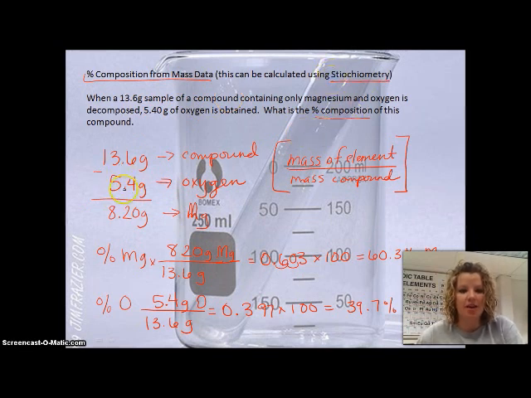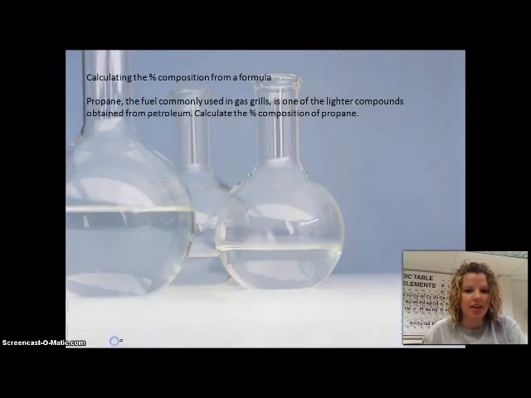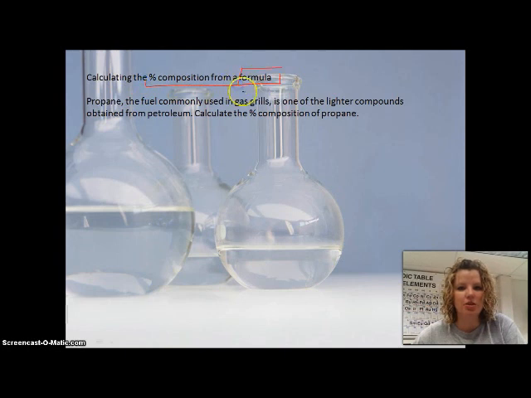Because you would have the grams, and then I could ask you the percents of them in the compound, okay? And so let's go ahead and try a little different one, and let's do the percent composition from a formula. This one we're going to use propane, and propane is C3H8. That's propane that you grill with during the summer, which is very close now. And what we're going to do is calculate the percent of each of these.